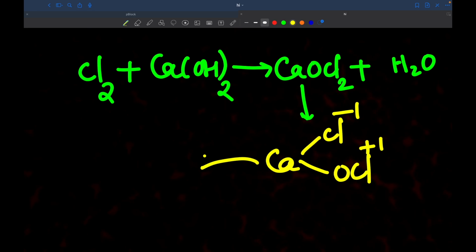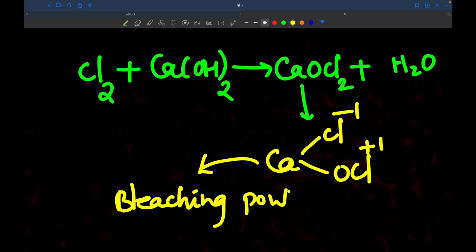And this compound is the major product in bleaching powder. What is bleaching powder? You know bleaching powder? Yes, sir. Right. So bleaching powder contains this one.